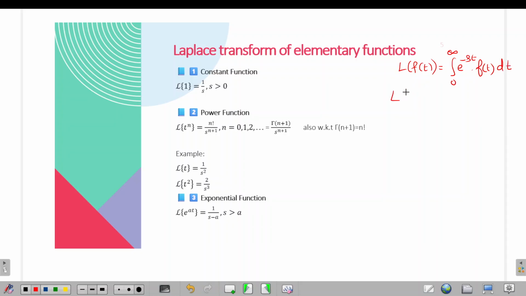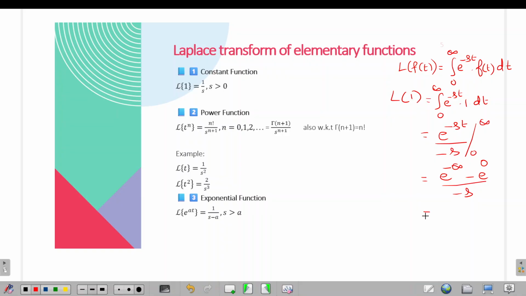Now L of 1 will be equal to integral 0 to infinity e power minus st into 1 into dt. So what is integration of e to the power of minus st? It will be e power minus st divided by minus s and substitute the limits from 0 to infinity. Upper limit minus the lower limit is e to the power of minus infinity minus e to the power of 0, the lower limit, divided by minus s. So e power minus infinity is 0 and e power 0 will be 1. So we will be having L of 1 as 1 by s.